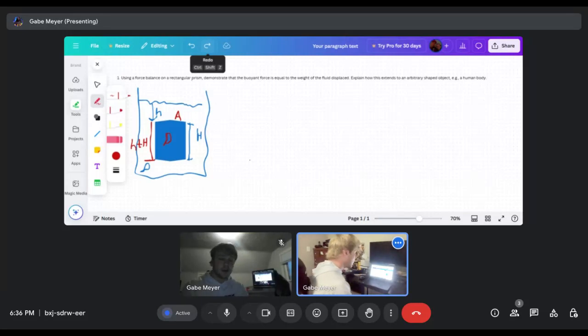Okay, so homework 2, Part B. We're asked, using a force balance on a rectangular prism, demonstrate the buoyant force is equal to the weight of the fluid displaced. Explain how this extends to an arbitrary shaped object, for example, a human body. So right here, I already have it drawn out, or else this would have taken like 5 minutes.